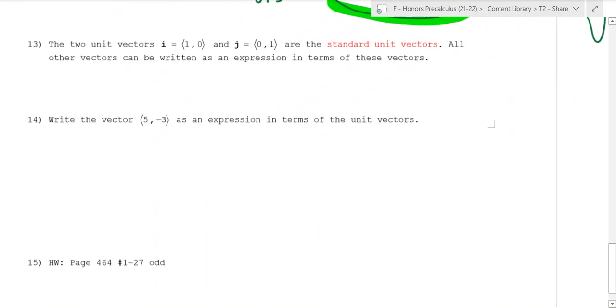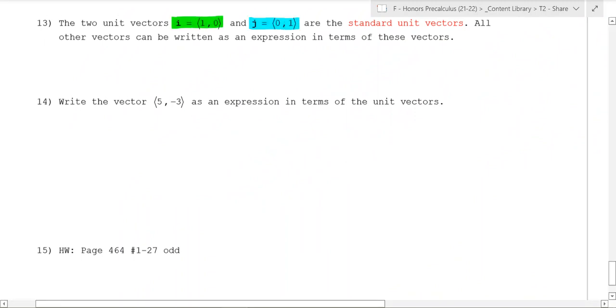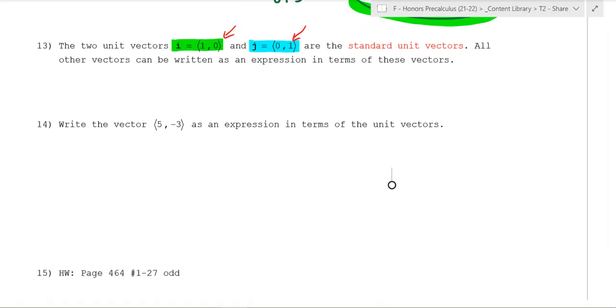There are two special unit vectors, the i and j vectors. The i vector is just 1, 0, and the j vector is 0, 1. So this is horizontal one unit and vertical one unit, and they are called the standard unit vectors. The standard unit vectors right here, very important term. All other vectors can be written as expressions in terms of these vectors.